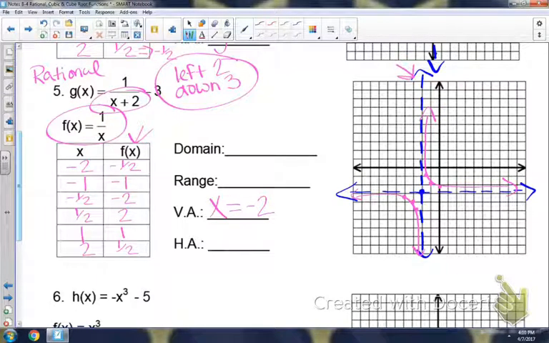The horizontal asymptote, remember, is your degree, which is 0 on top, 1 on bottom. And actually you can't use that. So we're just looking at the graph. Okay, so when you look at the graph, it went down 3, so it should be y equals -3.